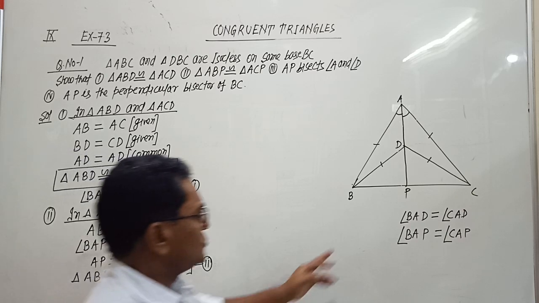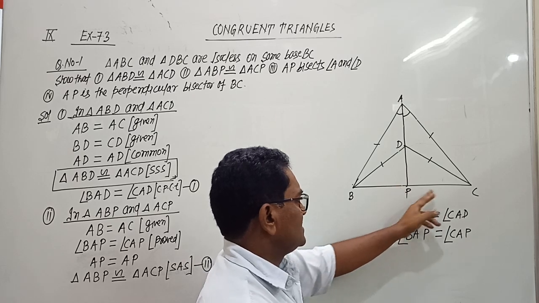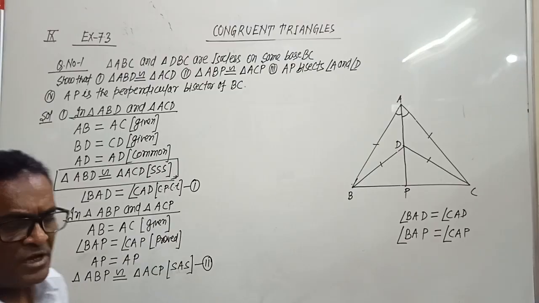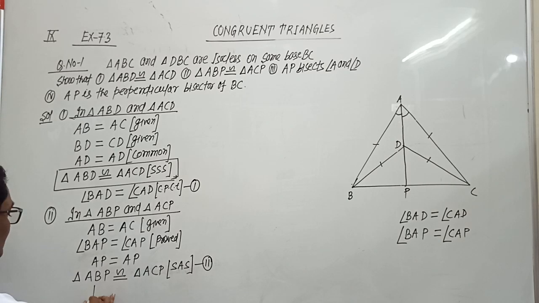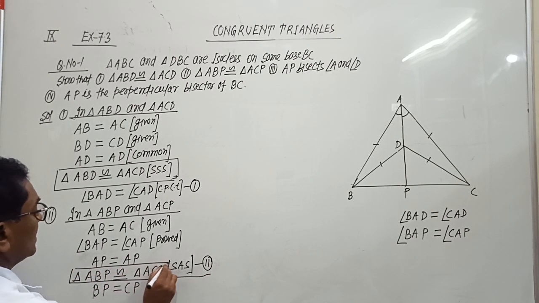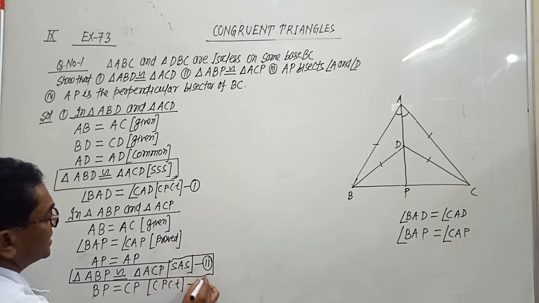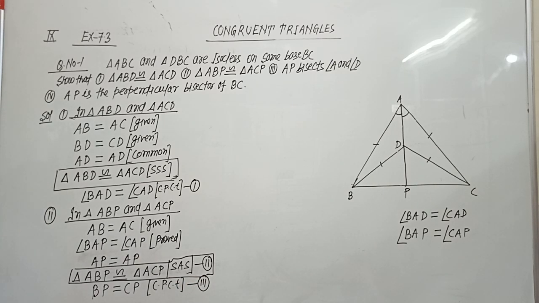And if these two triangles ABP and ACP are congruent, then by CPCT, BP equals CP. This is by the second part we have proved, and BP equals CP by CPCT. Name it the third equation.